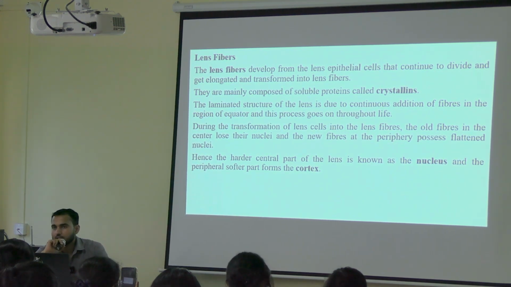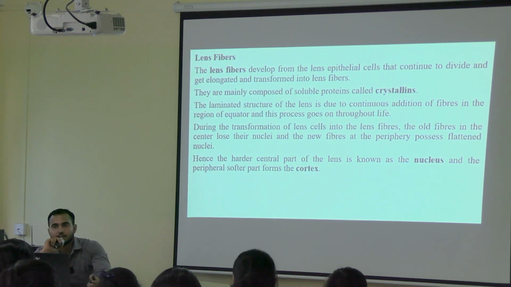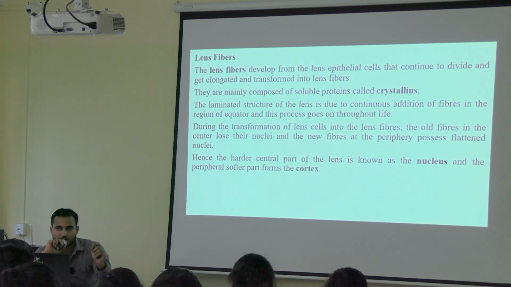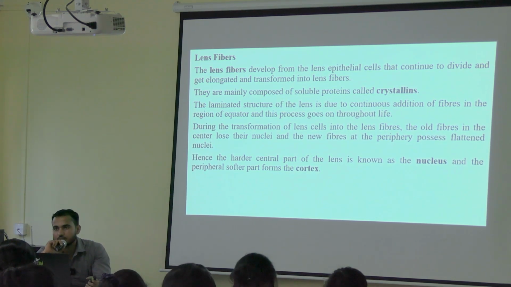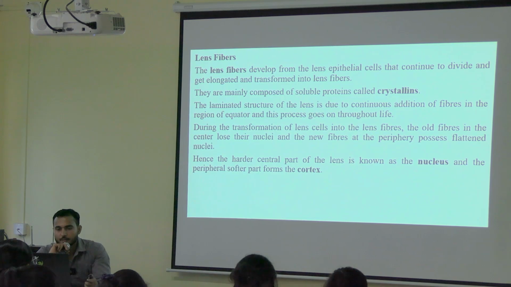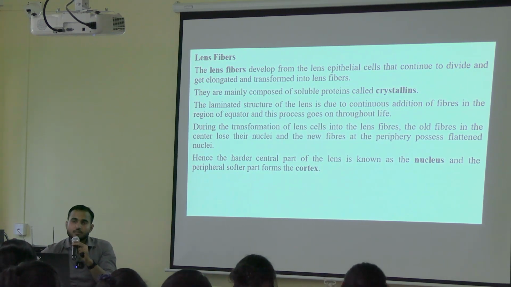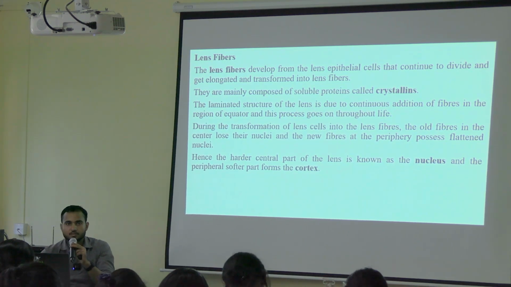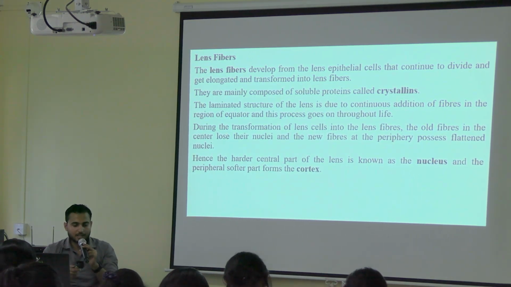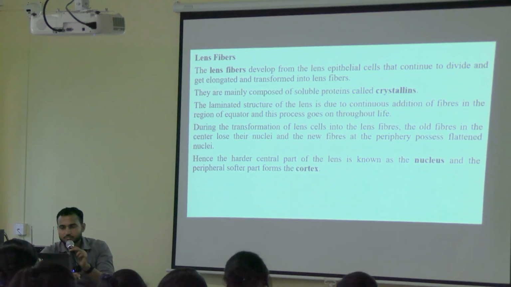Okay, so how will they develop? They will elongate. First of all, when they reach the equator, at that time a transition zone is there where the length of the cell increases, and gradually they will become the lens fiber. Now when the lens fibers are formed, mainly they are made up of a special type of protein that is called crystalline.